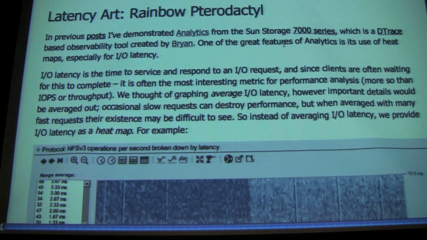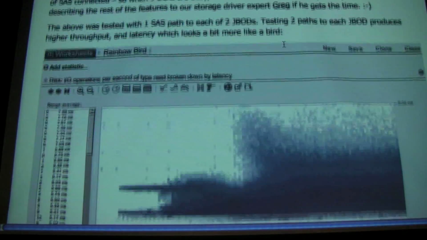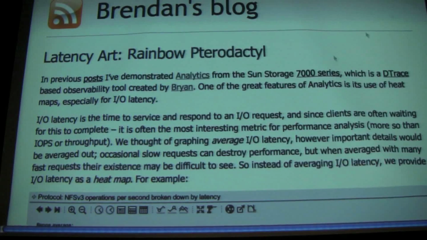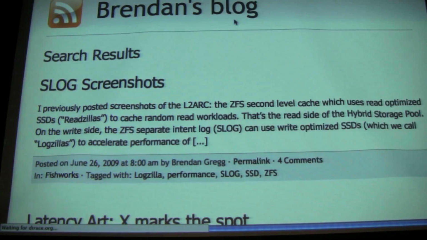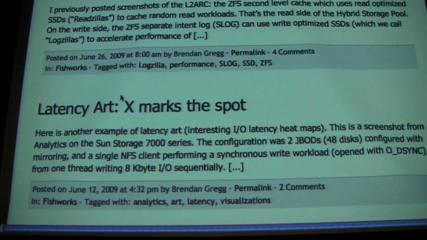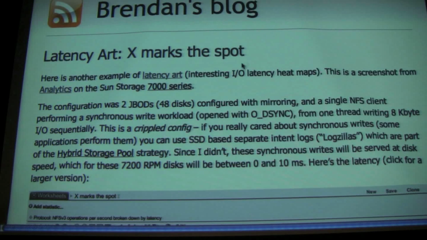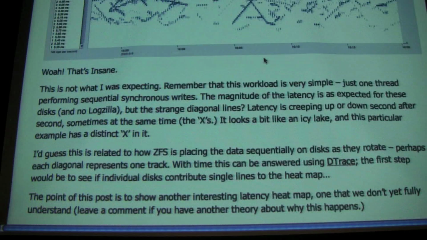So not only that, the Icy Lake was one which I don't have up. There was another one where we wouldn't expect it to be this unusual. So you may have seen this before, but very quickly, the workload was a single-threaded synchronous write to a single JBOD of 22 striped disks. Very, very simple workload. It is a single thread. It is doing a synchronous write. There are 22 disks on the scene, but they're striped. And the latency heat map.